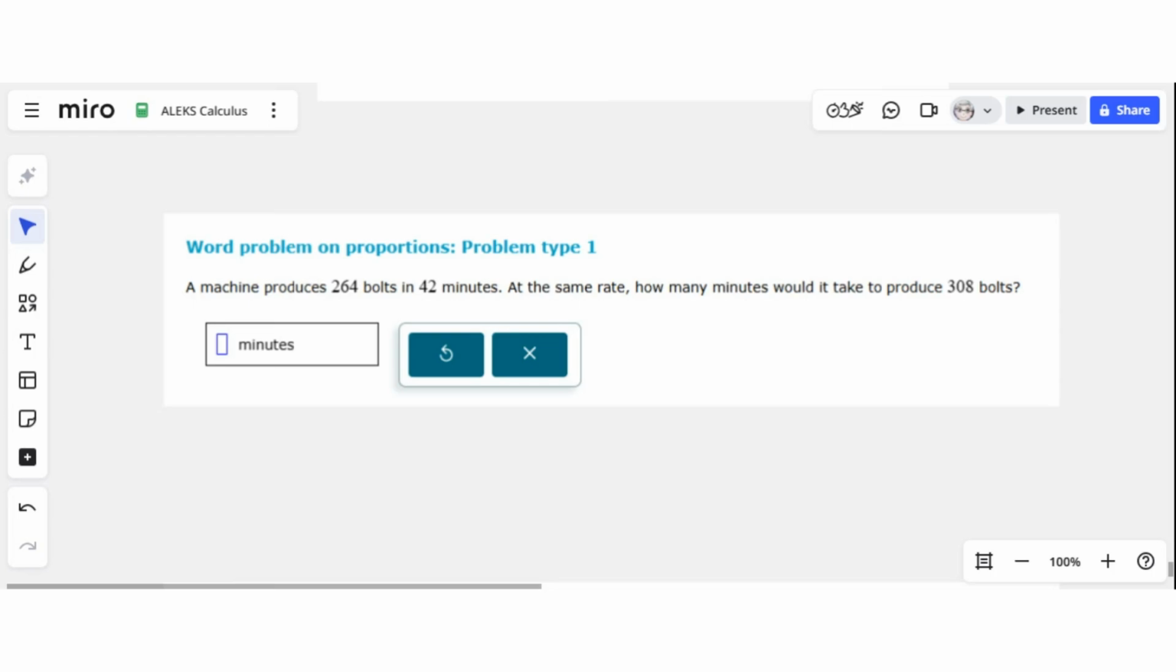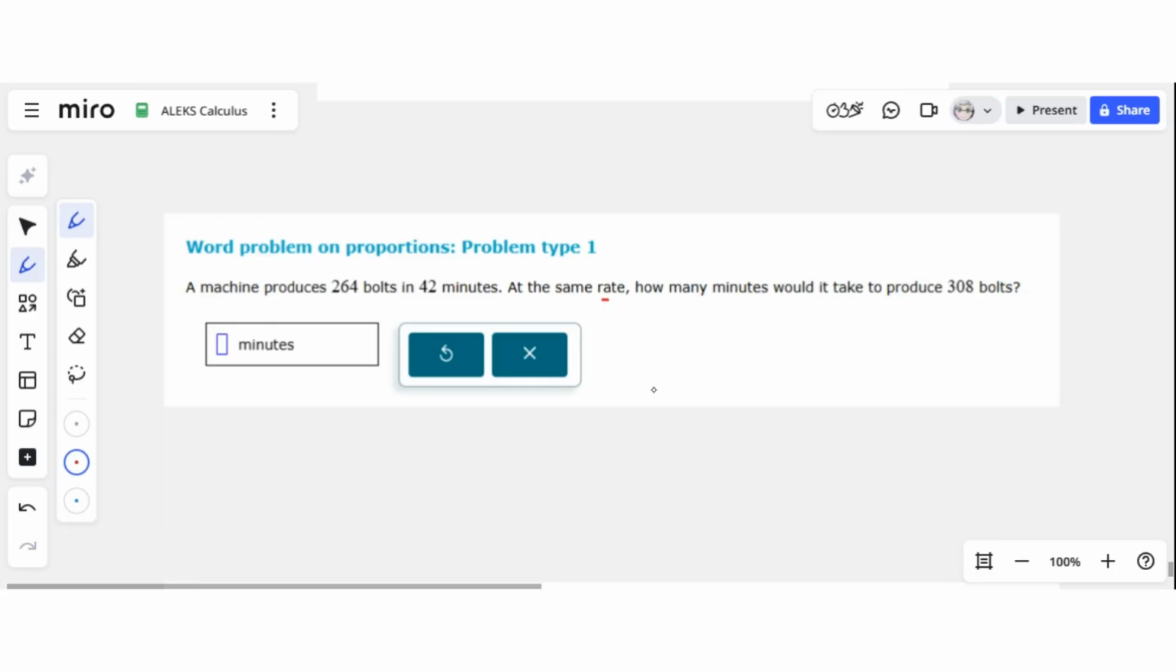Here we have some word problems on proportions. Let's just read this one first, and then we'll talk about what a proportion is and how we use it to solve problems like this. It says a machine produces 264 bolts in 42 minutes. So every 42 minutes churns out 264 bolts. At the same rate, how many minutes would it take to produce 308 bolts?